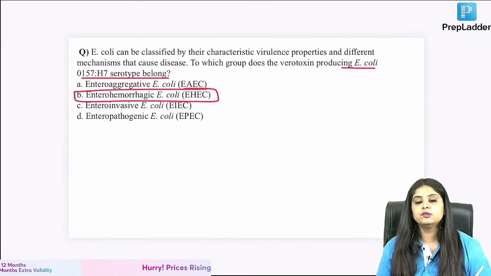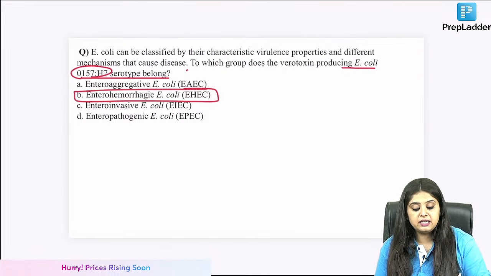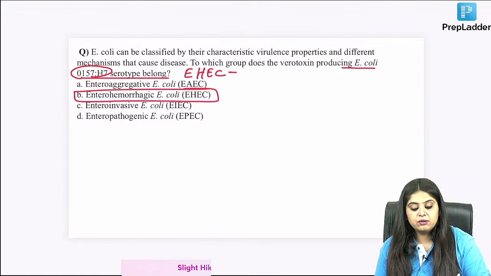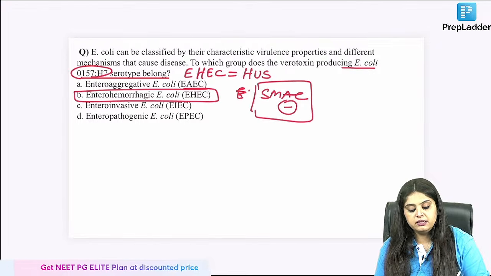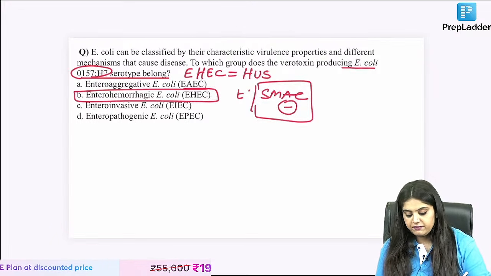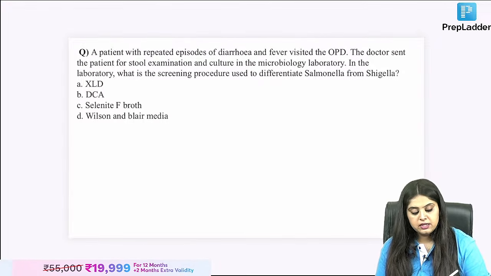Next question I asked you was O157:H7. That was enterohemorrhagic E. coli, which causes hemolytic uremic syndrome. And you have been told this is the only one which is going to be sorbitol MacConkey negative. Okay with everyone, can I move on to the next question, which is this.